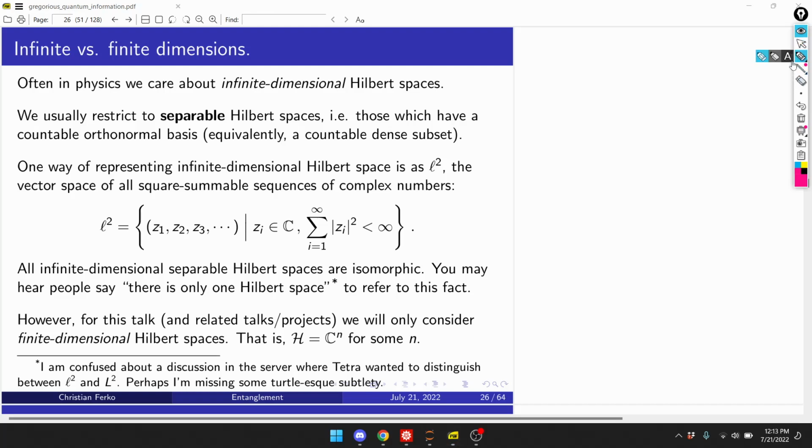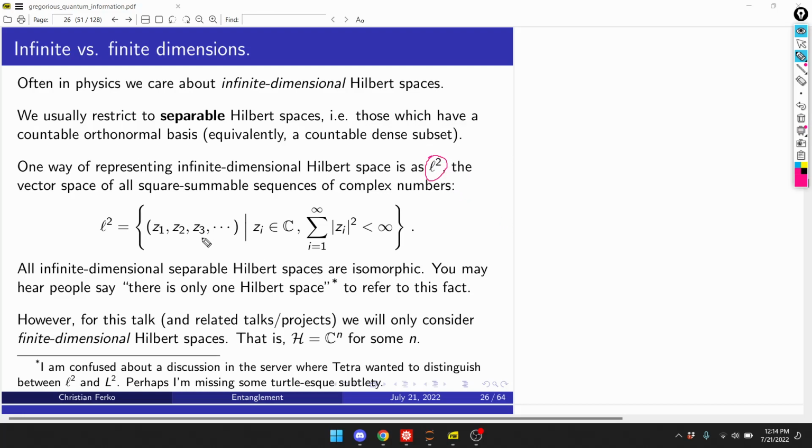So let me first comment about the infinite dimensional case once to get it out of the way, and then we'll forget about it. When you first learn quantum mechanics in an undergraduate course, you typically think of infinite dimensional Hilbert space. And in particular, you restrict to separable Hilbert spaces. Those are ones which have a countable orthonormal basis, or equivalently a countable dense subset. And one way of writing separable infinite dimensional Hilbert space is as lowercase l2.